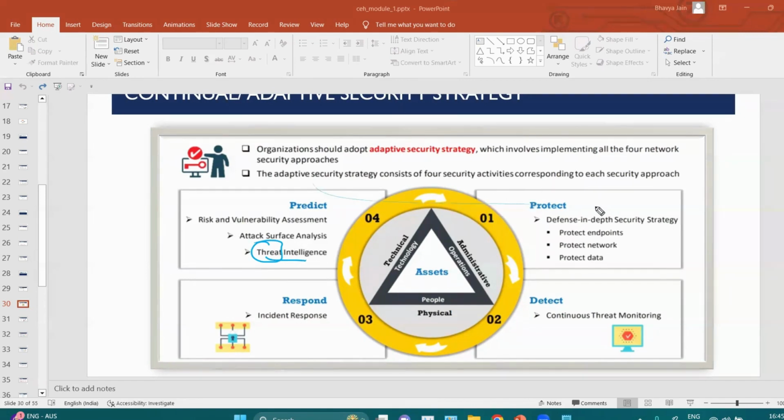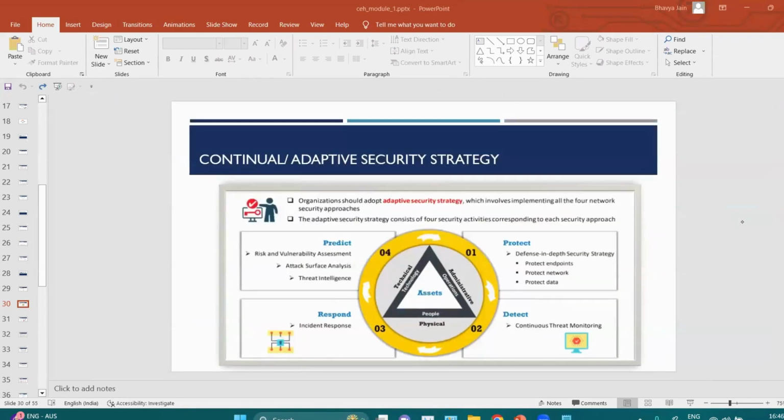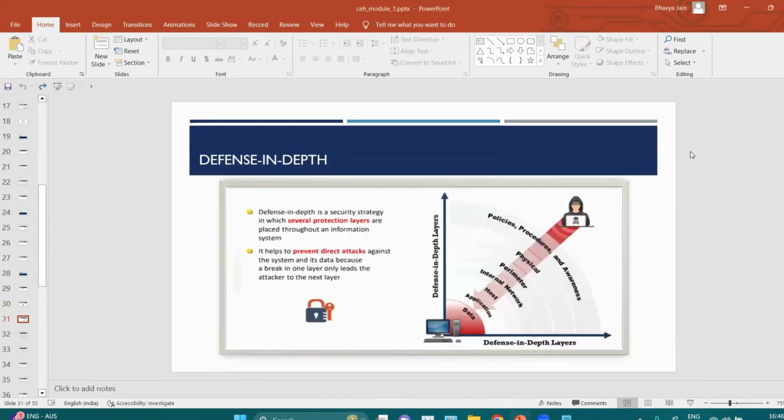Okay, so we have these four processes, which are protect, detect, respond, and predict. This is also a strategy which we can apply in the company. It depends on the size of the company, the nature of the company, like whether the company is product based or services based. Also, the budget of the company. Budget is very important for cybersecurity. So it depends on many factors, like what kind of strategy you are applying to secure the company. Now, this is a very popular technique, which is defense in depth.